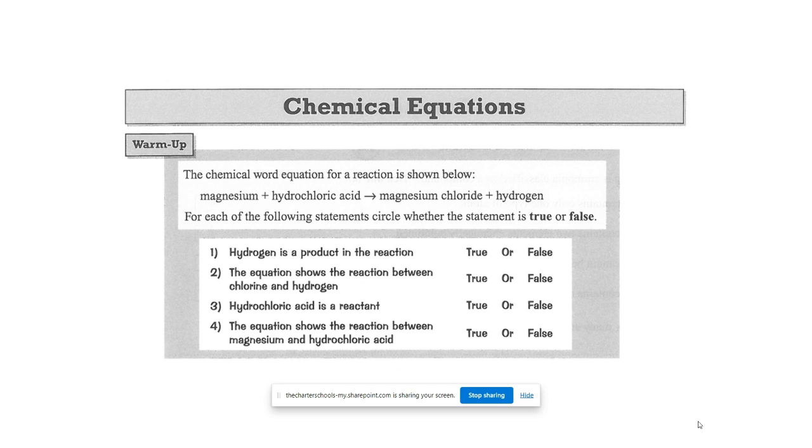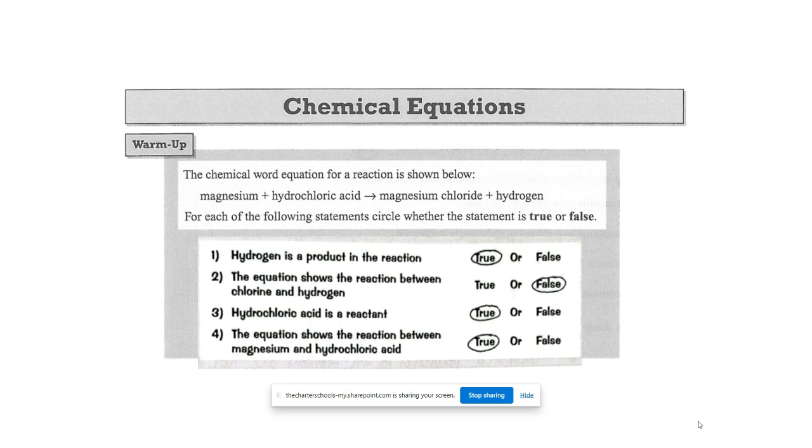The equation shows the reaction between chlorine and hydrogen. Incorrect, it shows the reaction between magnesium and hydrochloric acid, so that's false. Hydrochloric acid is a reactant, is true, it's on the left-hand side of the equation. And the equation shows the reaction between magnesium and hydrochloric acid. That is also true. So true, false, true, true.